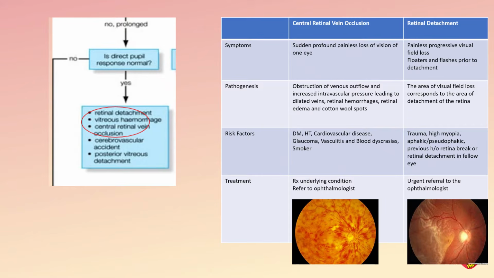Presentation is sudden unilateral blurring of vision. Fundoscopy shows tortuous and dilated central retinal vein branches, dot blot and flame-shaped hemorrhages throughout all four quadrants, most numerously at the periphery, and optic disc and macular edema, which is often described as tomato splash appearance.